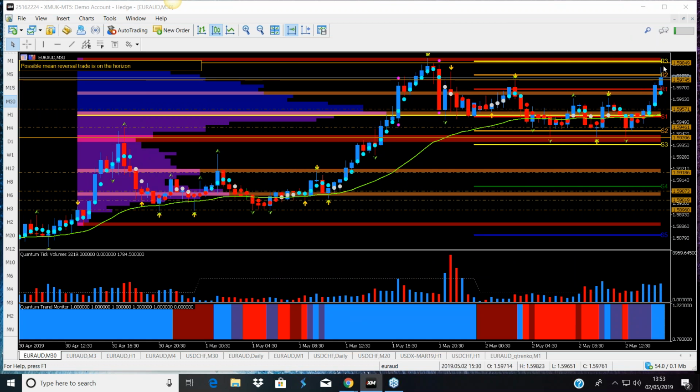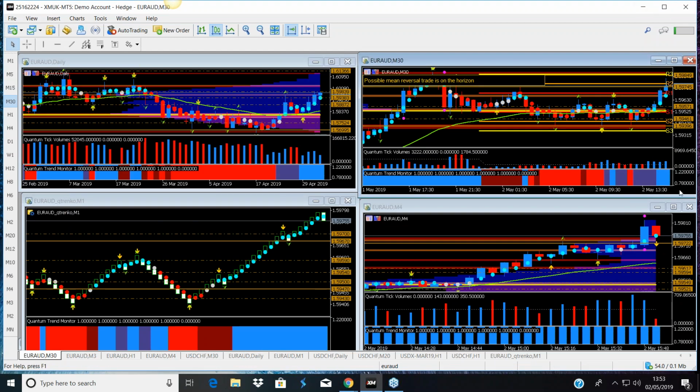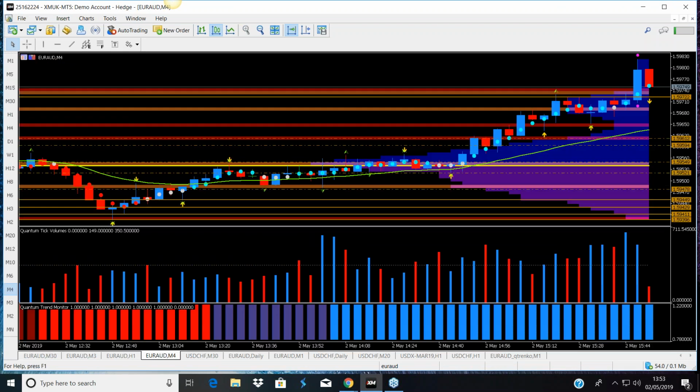This is the 30-minute chart. We can see there's a little bit of weakness coming in now, which is not surprising because it's been motoring up quite strongly. What is also telling us, talking about volatility, is that I've actually got the 4-minute chart up at the moment.